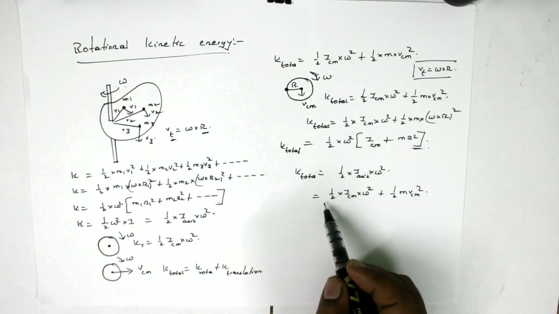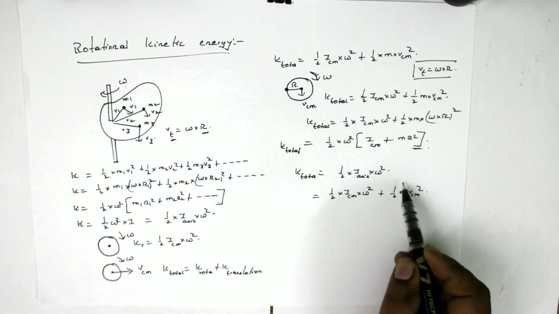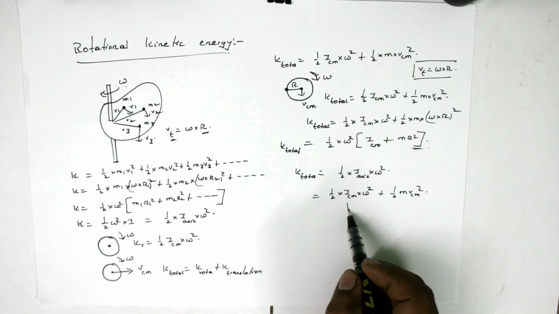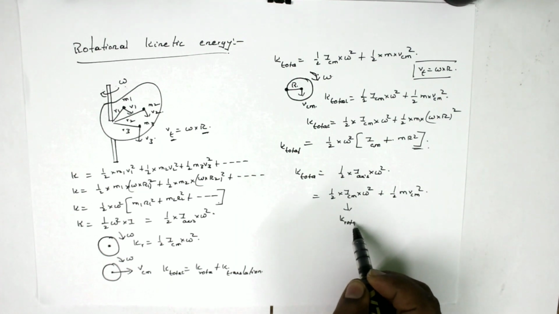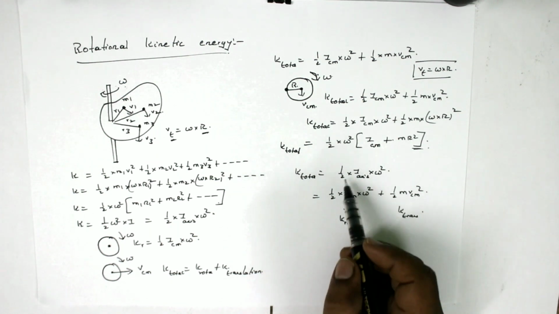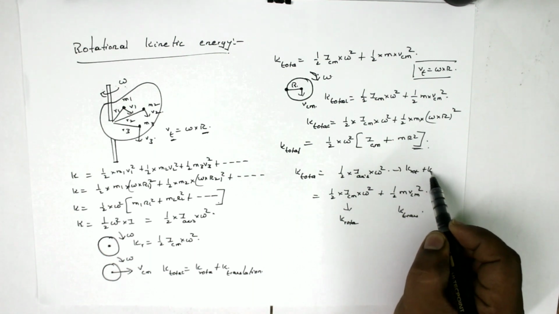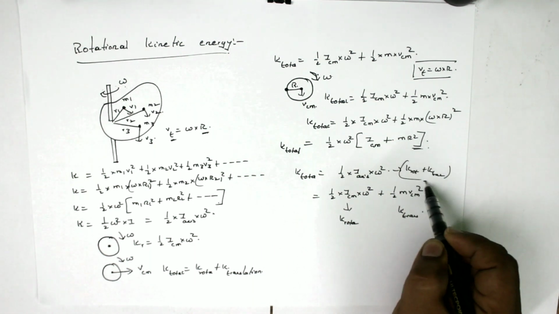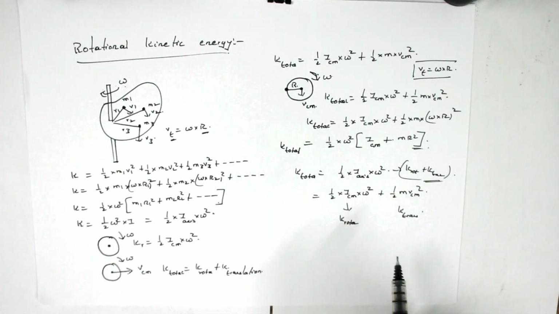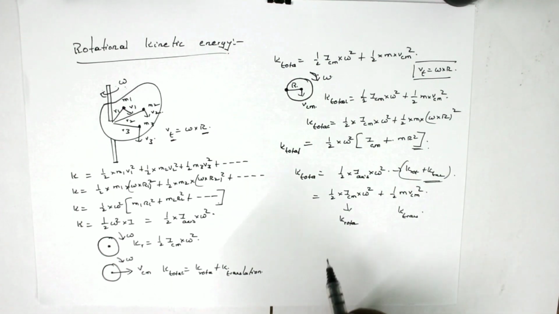This first term is by considering only rotational motion of the body, and this second is by considering only translational motion of the body. So this energy is K rotation and this energy is K translation, whereas the other expression is the sum of K rotation plus K translation combined. This is how we can calculate rotational kinetic energies of bodies. Therefore, this combined motion can be written like this also.